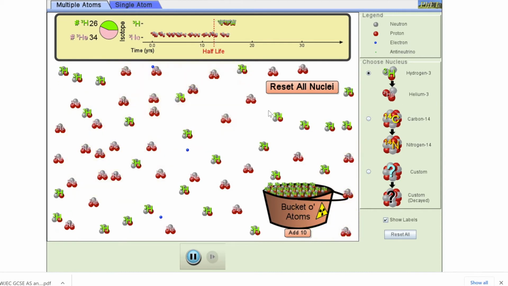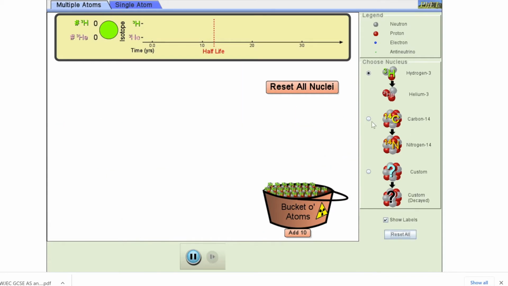Lots of fun here. Now I'm going to pause that, reset all nuclei, reset all. Let's do carbon again, and I don't know how many. Let's go for 100. So if we put 100 on the screen this time, press play. Now we should find, as this comes across here, 50 should decay when it hits around about 50, give or take a couple, when we hit half-life. And this little pie chart here should have gone around halfway with 50 carbon and 50 nitrogen.